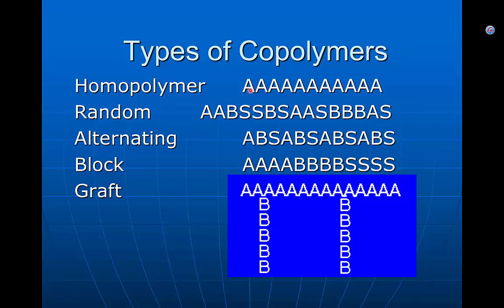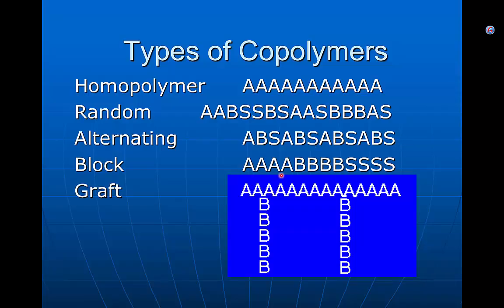Well, we can build homopolymers, just all acrylonitrile, and you can buy polyacrylonitrile. It's often used in fibers in clothing. Acrylic clothing is usually polyacrylonitrile. Random, just stick them together however they want to fall together, and so you get A, B, and S in some random arrangement. You could alternate them, ABS, ABS, ABS.